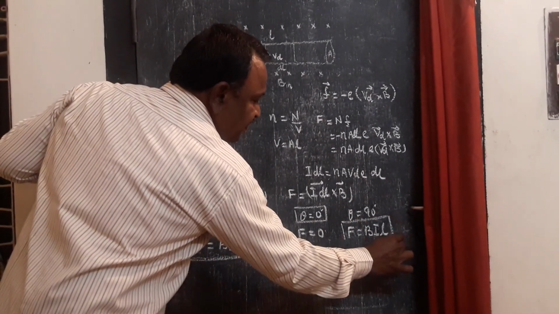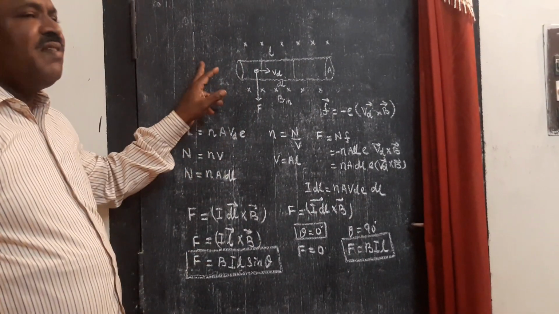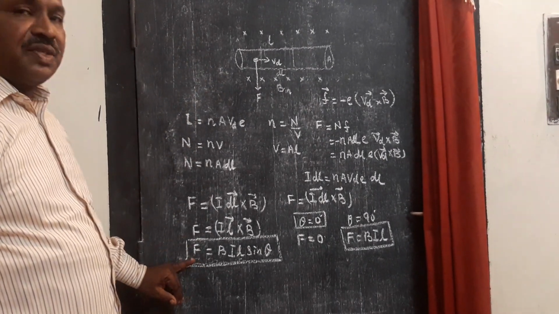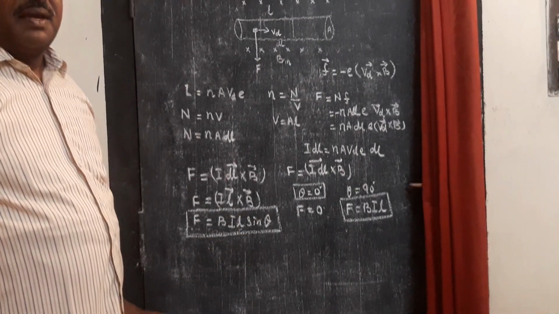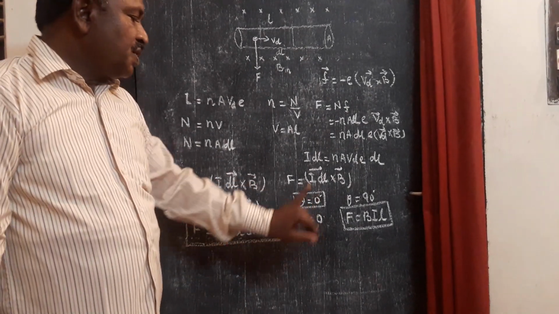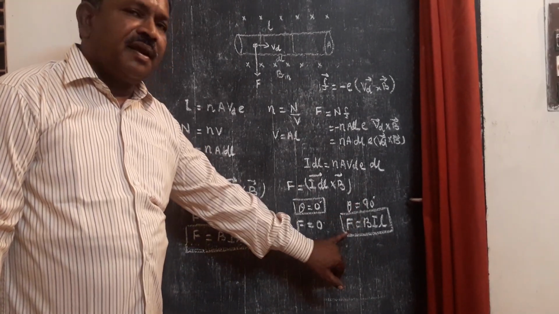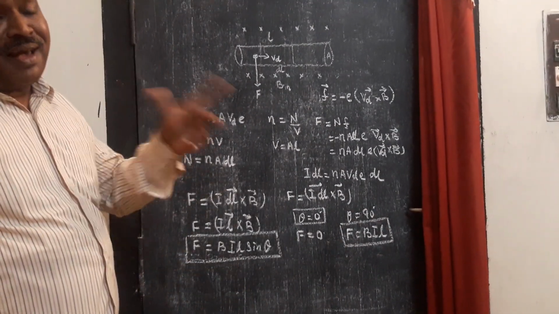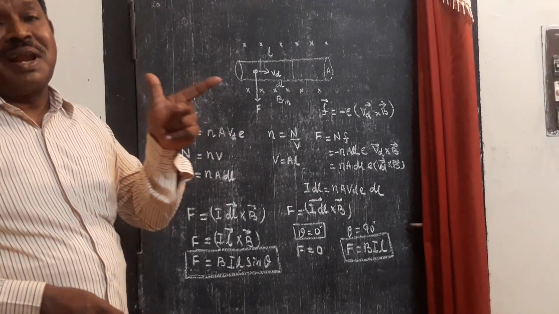Thus, we see that when a current carrying conductor is kept in the magnetic field, it will experience a force. The magnitude of the force is given by F = BIL sin theta. If theta is equal to 0, the force on the conductor is 0. If theta is equal to 90 degrees, the force on the conductor is BIL. Next, how do we find the direction of the force? The direction of the force is obtained by using Fleming's left hand rule.